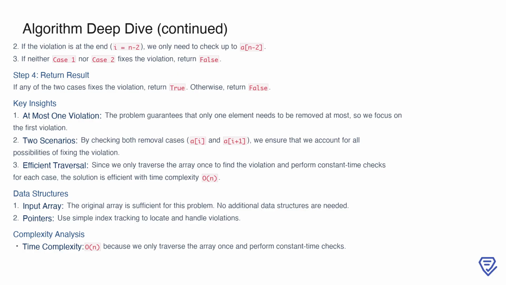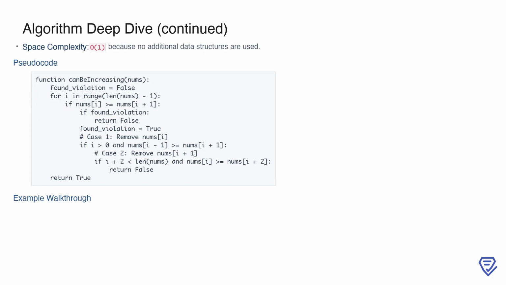Lastly, the algorithm is efficient, as it only requires a single traversal of the array to find the violation, and the checks for each case are performed in constant time. This gives our solution a time complexity of O(n). Regarding data structures, the algorithm is straightforward because it only uses the input array itself and simple index tracking to locate and handle violations, making the space complexity O(1). The space complexity of this solution remains O(1), because no additional data structures are used.